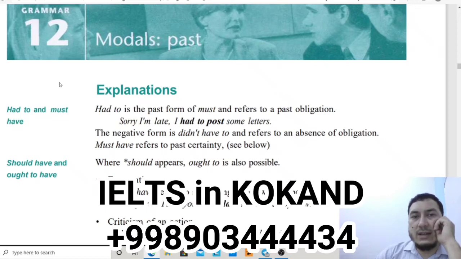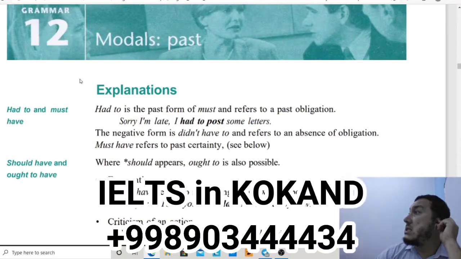So when we say past, what modal verbs come to mind? Madina? Modal verbs for the past. What verbs come to mind?